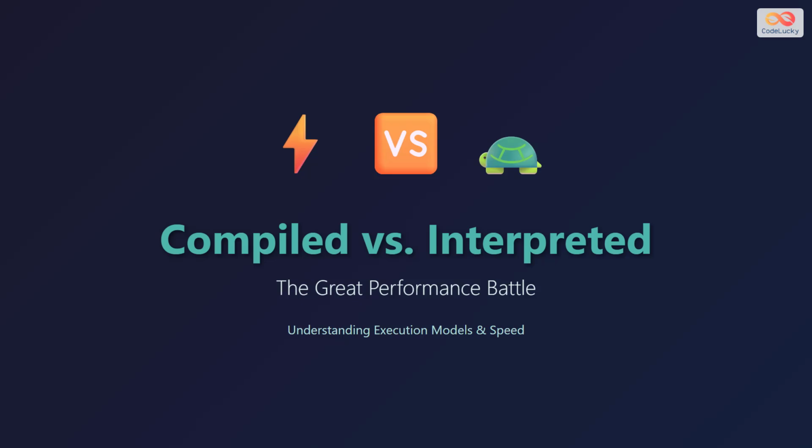Today, we are exploring the fundamental difference between compiled and interpreted languages. This is often called the Great Performance Battle, as these two execution models handle code very differently, impacting both speed and development. Let's understand exactly how your code actually runs on a computer.